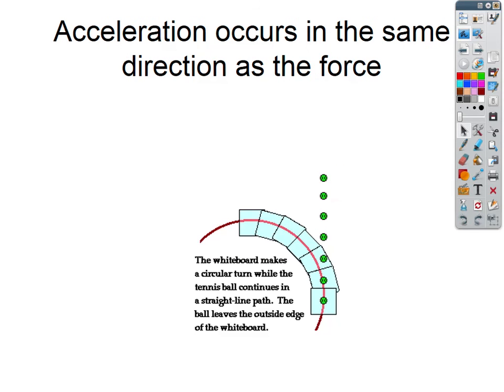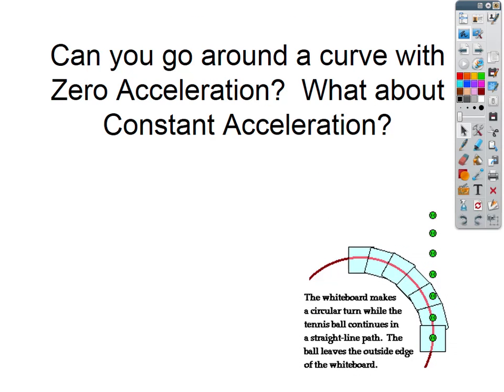Again, acceleration occurs in the same direction as the force, because it's related to net force. So can you go around a curve with zero acceleration? This is an old question. Of course not. What about a constant acceleration? The answer there would be no. Technically, you can have a constant magnitude acceleration, but that's not going to be true either. Because what's changing for the acceleration at all times?